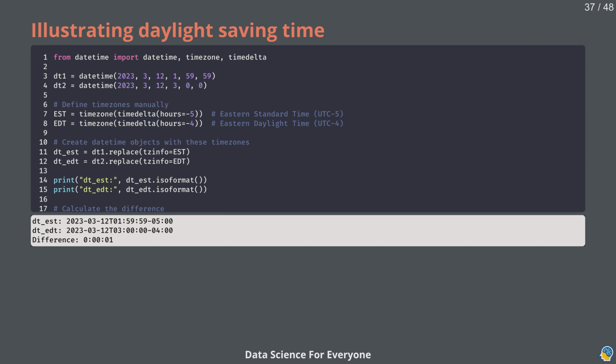To handle time zone aware DateTime objects, we first define the time zones manually. We create an Eastern Standard Time object with a UTC offset of -5 hours and an Eastern Daylight Saving Time object with a UTC offset of -4 hours. Then we apply these time zones using the replace method. Now when subtracting these time zone aware DateTime objects, the difference correctly shows only 1 second, since the hour was skipped due to daylight savings adjustment.